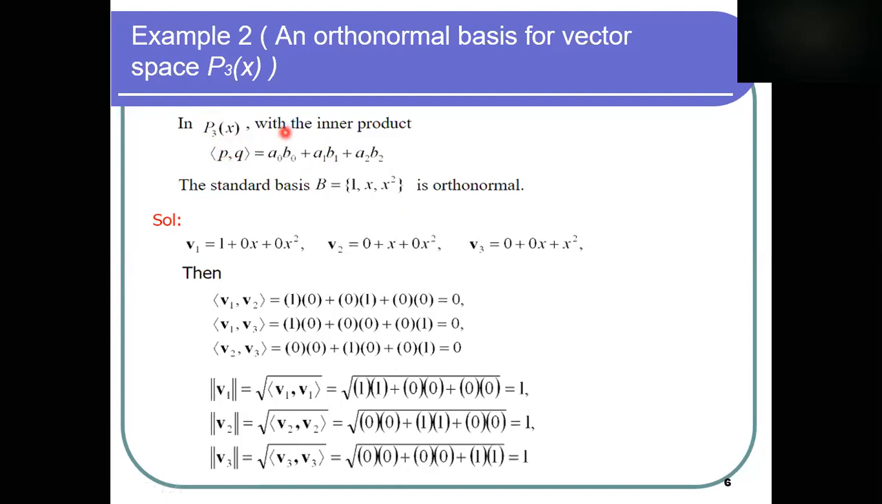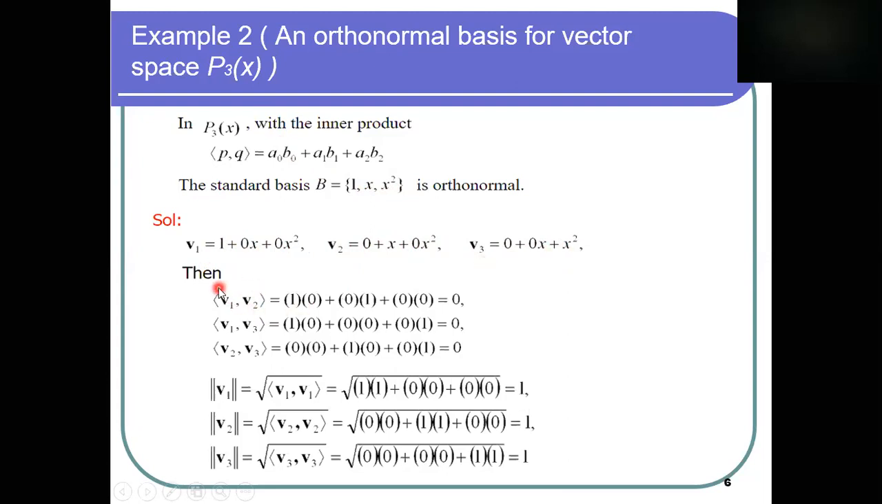In that case, we define the dot product between their coefficients like that. The standard basis, in the case of P3, is 1, x, and x squared. To show these are orthonormal, let V1 be written as 1 plus 0 times x plus 0 times x squared, V2 as 0 plus 1 times x plus 0 times x squared, and V3 as 0 plus 0 times x plus 1 times x squared.